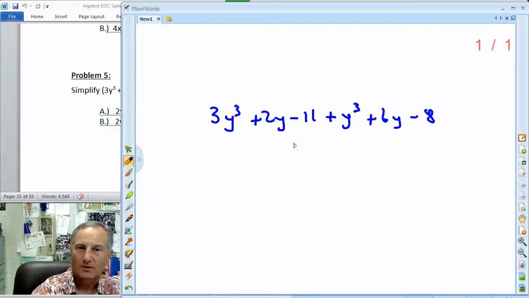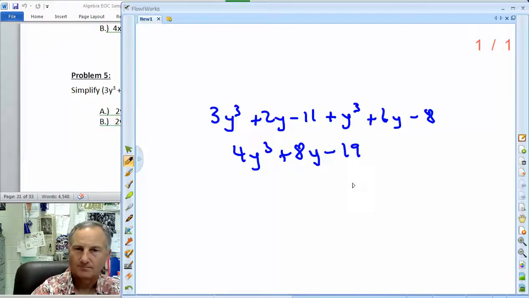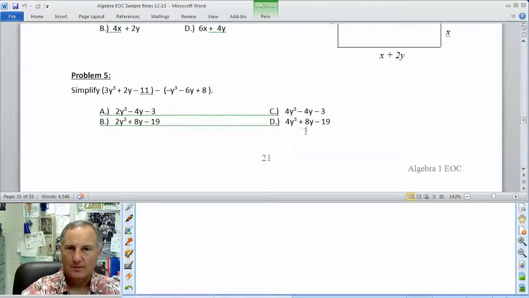Y cubed, 3 plus 1, that's 4y cubed. 2y and 6y makes it 8y. Negative 11 minus 8 is minus 19. Okay, 4y cubed plus 8y minus 19. It's right here, D. Okay, there it is right there.